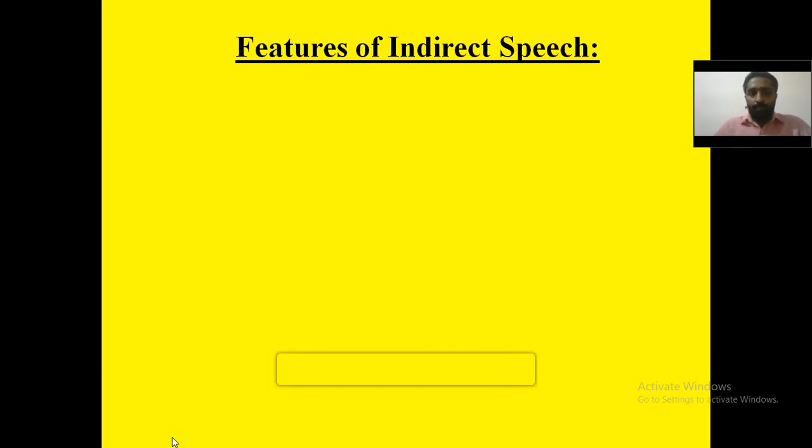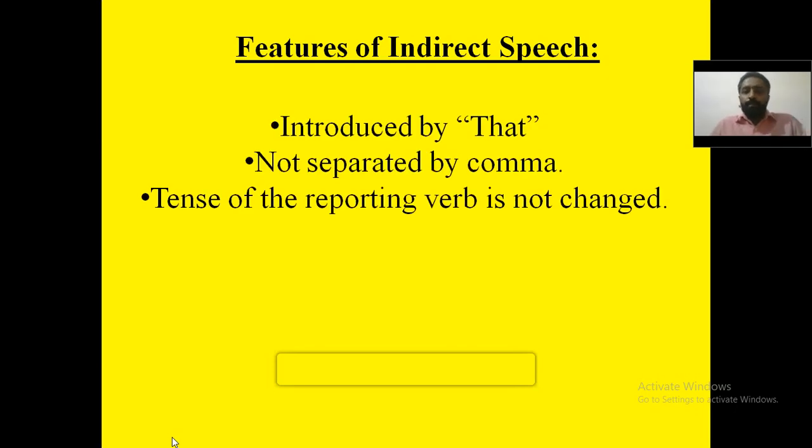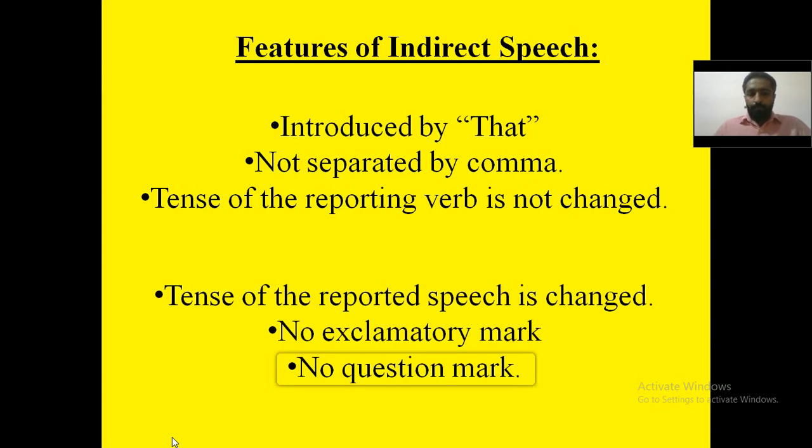Before we go to the examples, let's see the features of indirect speech. First thing, it is introduced by the conjunction that, which means it is introduced by the word that. It is not separated by a comma. Tense of the reporting verb is not changed. Tense of the reported speech is changed. No exclamatory mark, no question mark. These are the common things by which we can understand that this is an example of indirect speech.